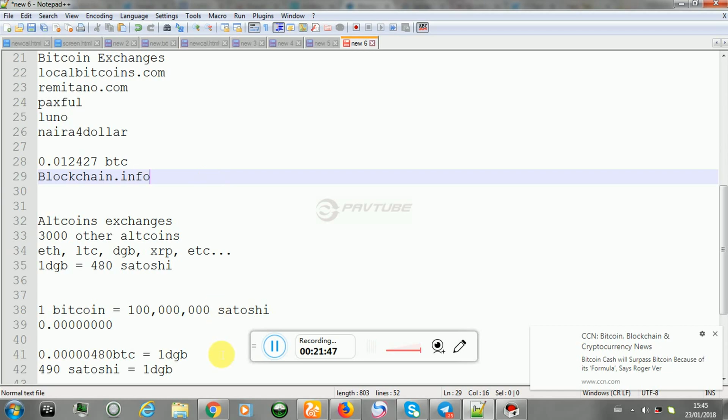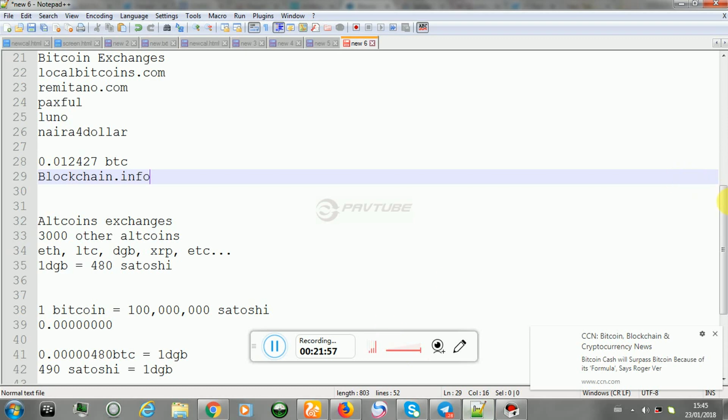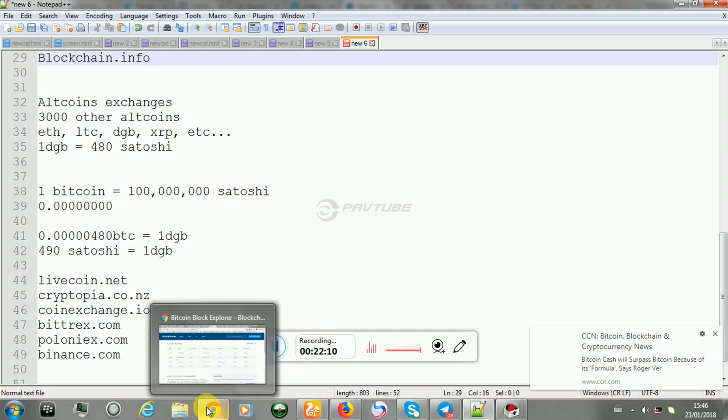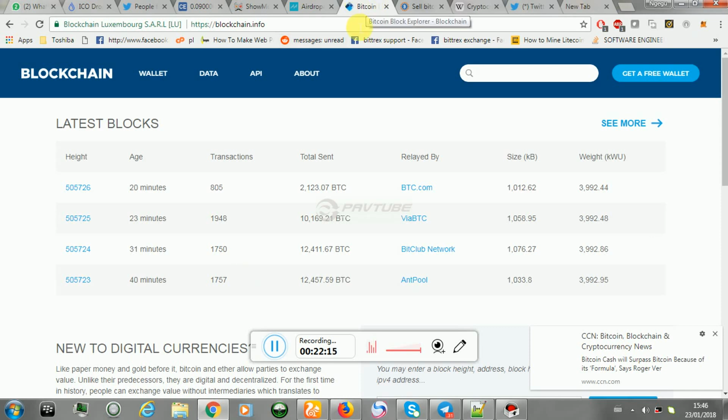That is that. And the next thing is the altcoin exchanges. Now, you must be a very good trader to start using those things. And I'm going to give you some examples of the altcoin exchanges here. I've listed about five. We have LiveCoin.net, Cryptopia.co.nz. We have CoinExchange.io, Bitress.com, Poloniex.com, and Binance. There are so many of them. I think currently we have over 14 popular ones, very, very popular ones that are doing well. We even have HitBTC and the rest.